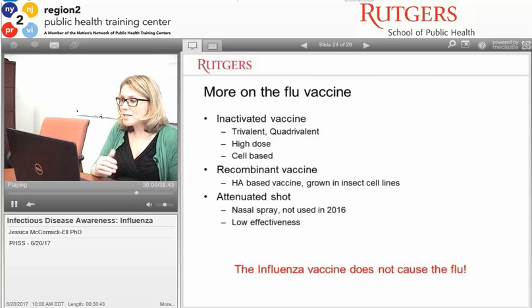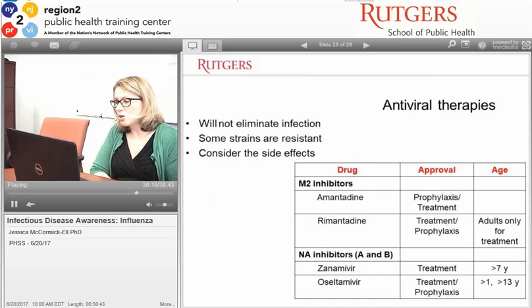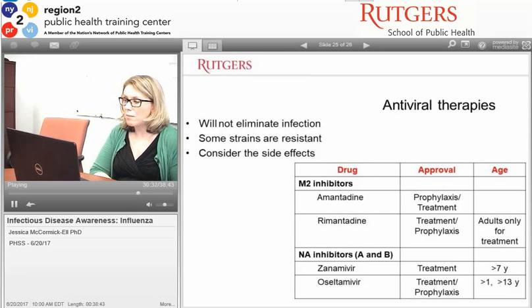And so let's say you get the flu and you're looking for an antiviral. So very similar to bacterial infections, some viral infections have drugs that you can take that will help to treat the infection. Unlike antibiotics, antivirals do not eliminate influenza infection. It will lessen the symptoms and potentially make the duration of illness shorter. There are some side effects.